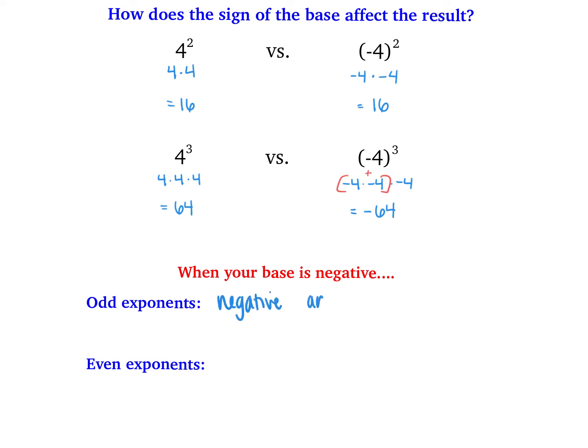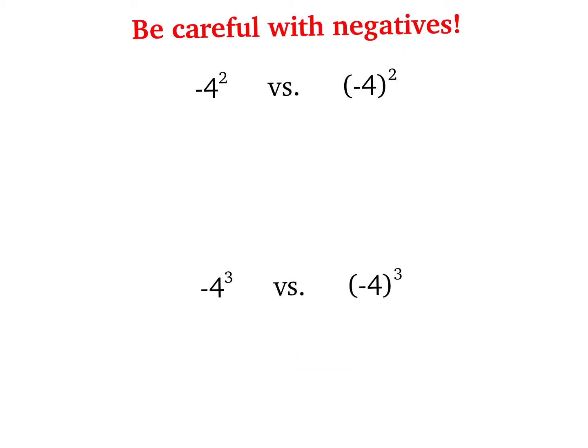The reason for that being everything's going to partner up and cancel except for the one left over at the end, which would turn your whole answer negative. Whereas an even exponent, like 2, 4, and 6, would give you a positive answer since everything is pairing off and canceling out.